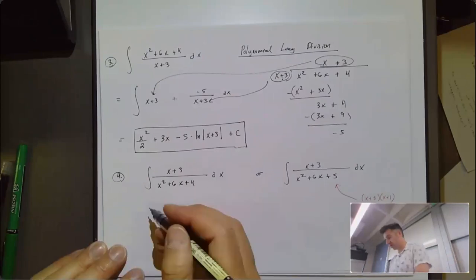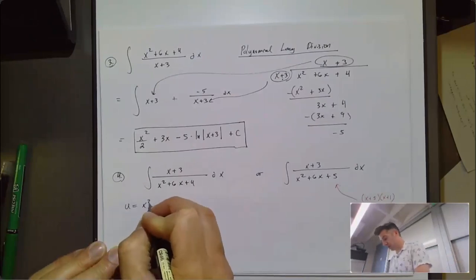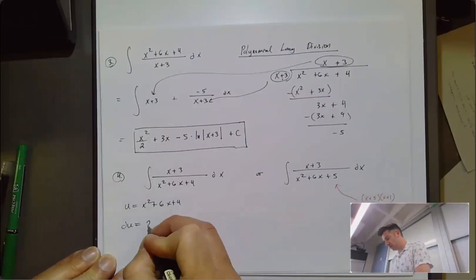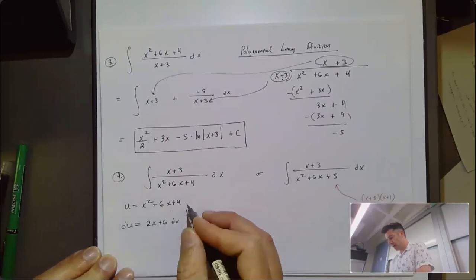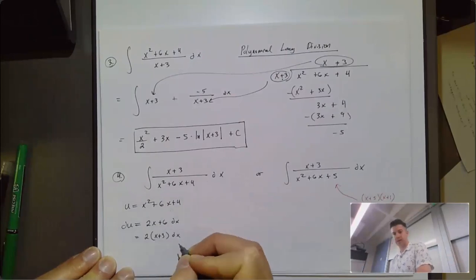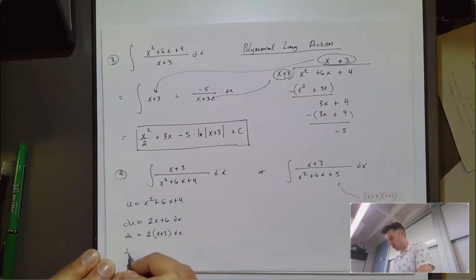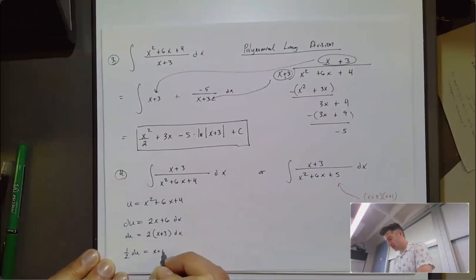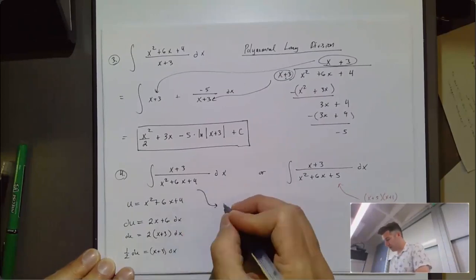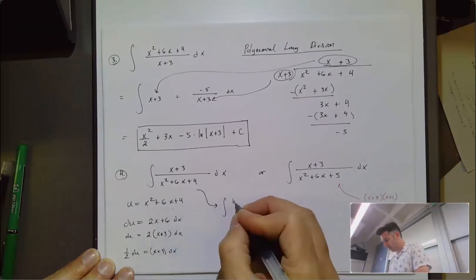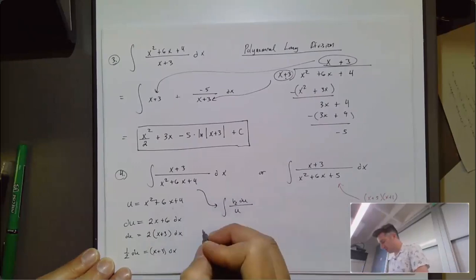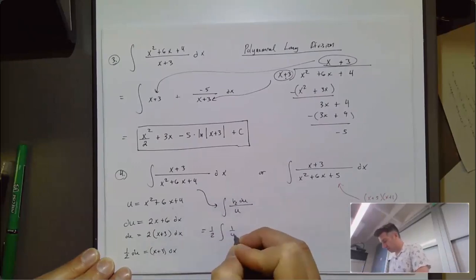So for this problem here, we could try letting u equal the denominator, x squared plus 6x plus 4. And oh yeah, our du is going to be 2x plus 6 dx, and that is exactly 2 times x plus 3 dx, which is great. That means that 1/2 du is equal to x plus 3 times dx. So I can rewrite this integral as the integral of 1/2 du over u. Or if you prefer, 1/2 integral of 1 over u du.